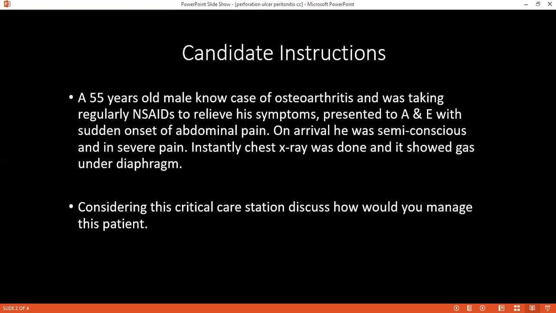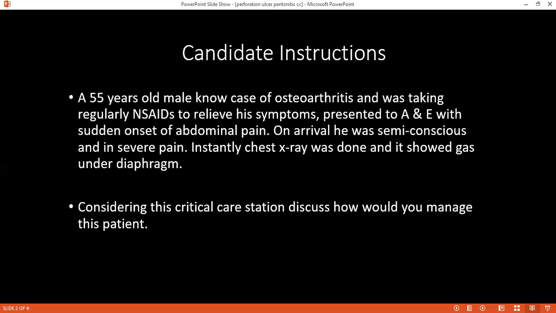Very good. Considering that the patient can have a perforated gastric ulcer or a perforated duodenal ulcer, what are the differences in their management? How would the management differ? What would be the difference in management? Can we conduct these questions at the end?